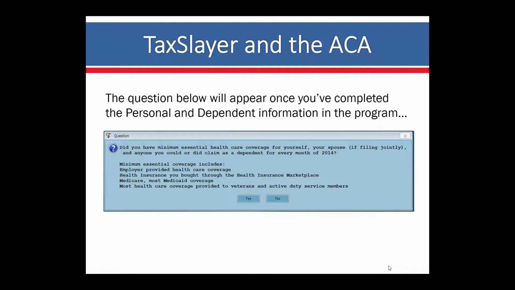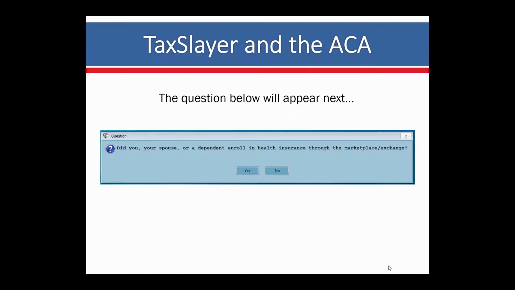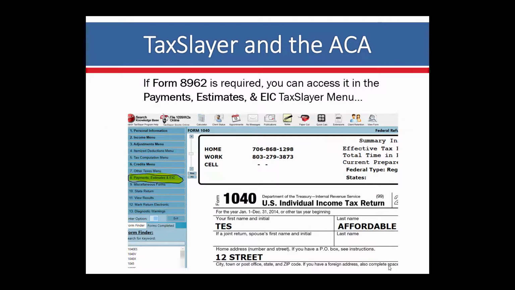The question below will appear once you've completed the personal and dependent information in the program. Did you have minimum essential health care coverage for yourself, your spouse, and anyone else you could or did claim as a dependent? We would answer yes to this question. The question below will appear next. Did you, your spouse, or dependent enroll in health insurance through the marketplace? We would answer yes to this question. If Form 8962 is required, you can access it in the Payments, Estimates, and EIC TaxSlayer menu.